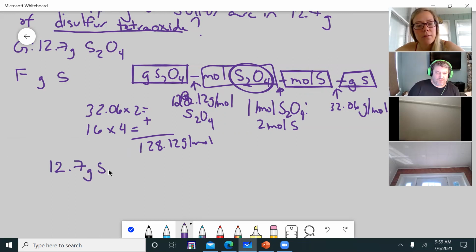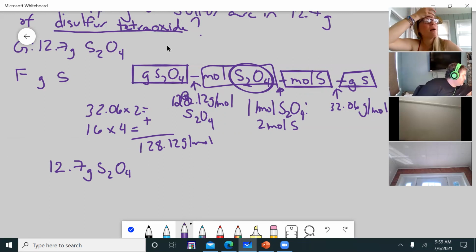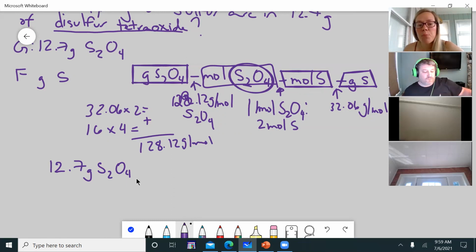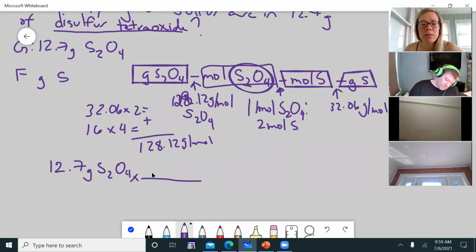12.7 grams of the disulfur tetraoxide. And again, as you guys get better at these problems, you won't necessarily need to set it up so meticulously where you do the flow chart for every single thing. But in the beginning, it might be helpful for y'all. So first step, go from grams to moles of the compound. So we're going to put the mole on the top. So 1 mole of S2O4 is going to yield 128.12 grams of the S2O4.